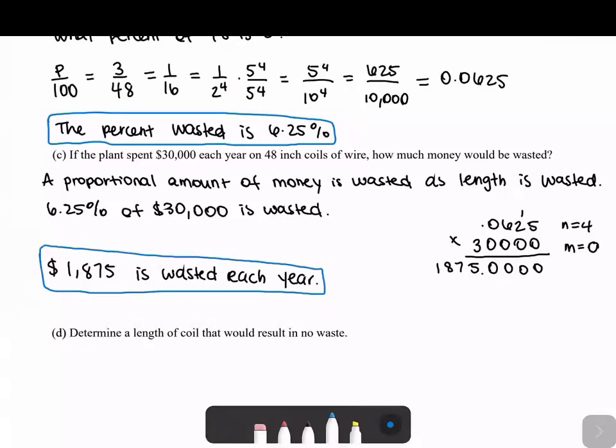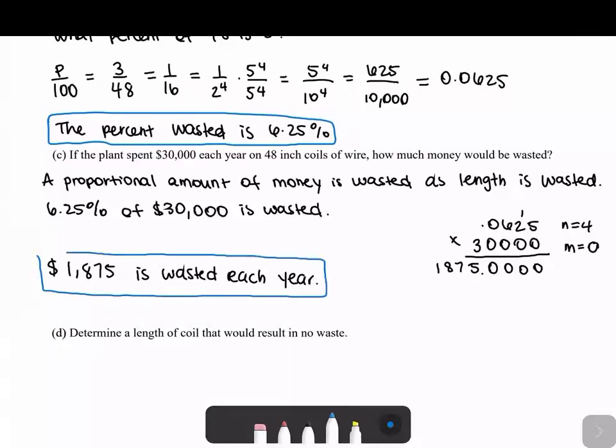Because the length of the coil that we wasted was proportional to the money, the percent of the coil wasted was proportional to the percent of the money wasted. So we just needed to find that same percent of the money. Okay.